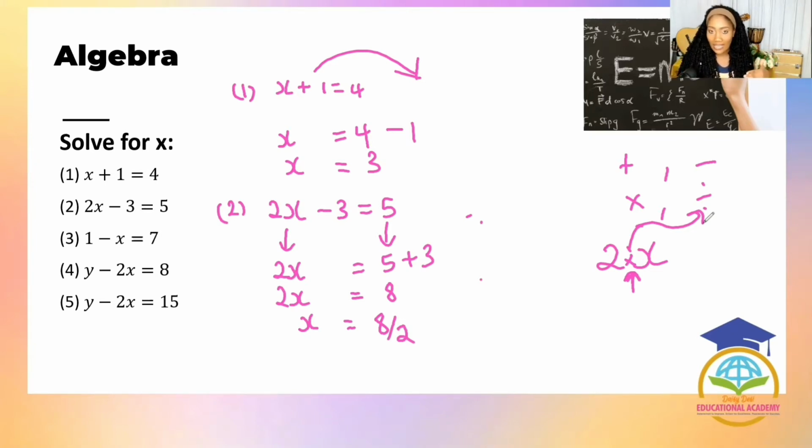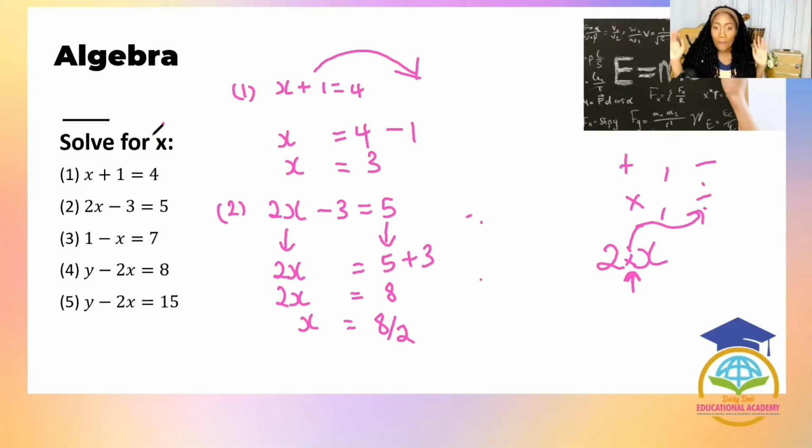The 2 is attached to the x, but we don't want 2x to be the subject of the formula. The question said to solve x, not 2x. So we have to move the 2, right? And we move the 2 last because the 2 was attached to the x, so we need to move the surroundings first, right, which was the negative 3.